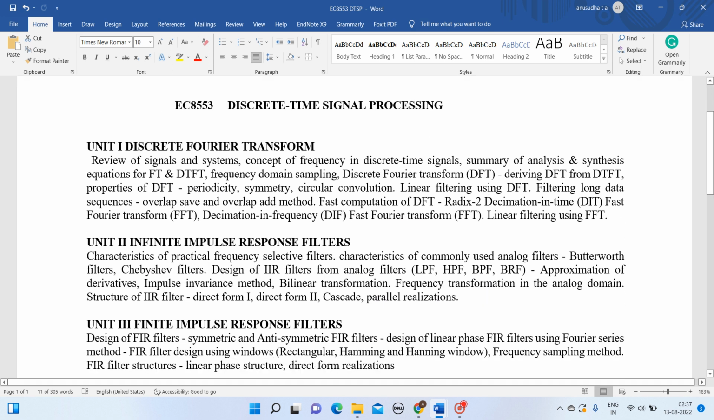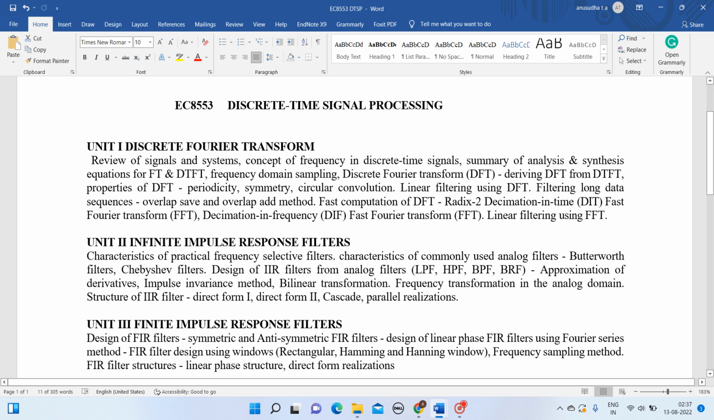In Unit 1, we are going to discuss in detail, first, the subsection review of signals and systems. We have already discussed signals and systems. You have even studied it in your second semester. The first 2 chapters of signals and systems are very important. You might get 2 mark questions for your CAT 1 exam and also in your main exam.